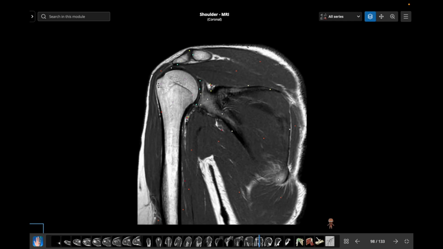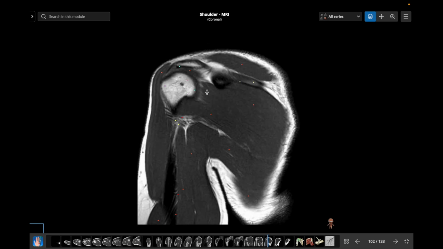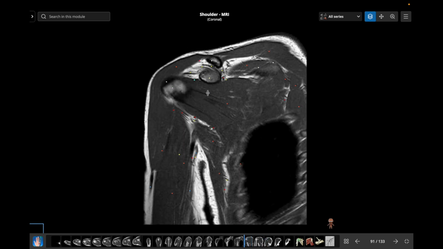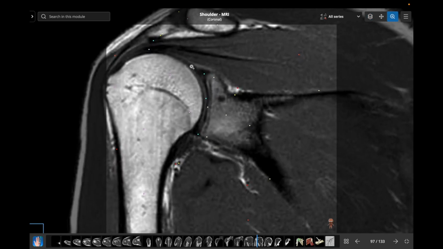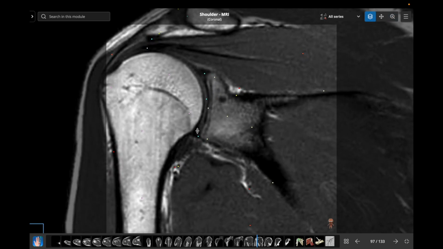You've got your greater tuberosity here. And then coming anteriorly, you've got your lesser tuberosity here. And you can see the subscapularis muscle fanning and attaching to the lesser tuberosity as well. And the labrum on a coronal image just looks like these little black triangles, as you can see here. This black triangle here, and then you can see it deepens the glenoid and helps with shoulder stability.